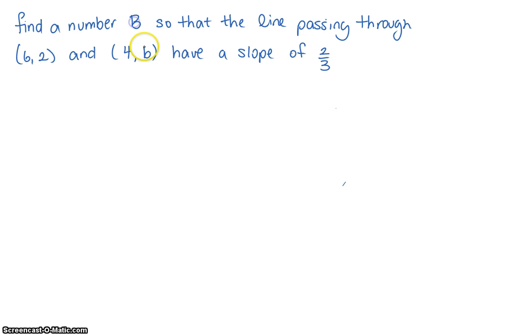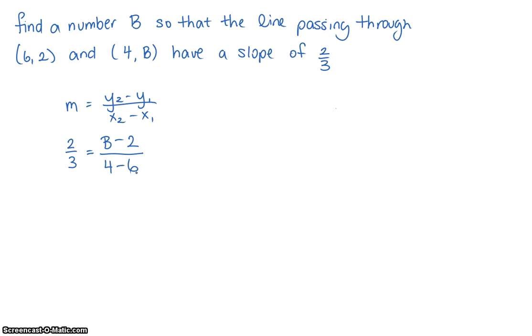a capital B so it looks, there you go, so that the line passing through (6, 2) and (4, B) has the slope of 2/3. Now you know that your formula is this, and we have all the information we need. Your m value, your slope, is actually 2/3. Our y value is going to be B minus 2 all over 4 minus 6.